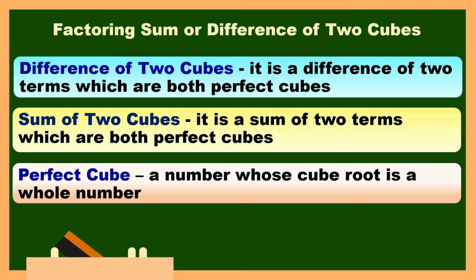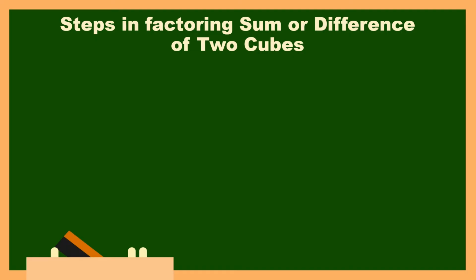So ito yung number na merong cube root at dapat ito ay whole number. Halimbawa ng number na perfect cube is 8. Ang kanyang cube root ay 2 kasi nga 2 times 2 is equal to 4 and 4 times 2 is equal to 8. Yan ang ibig sabihin ng perfect cube. These are the steps in factoring sum or difference of two cubes.